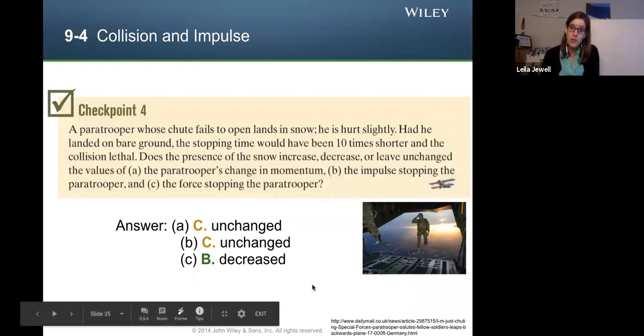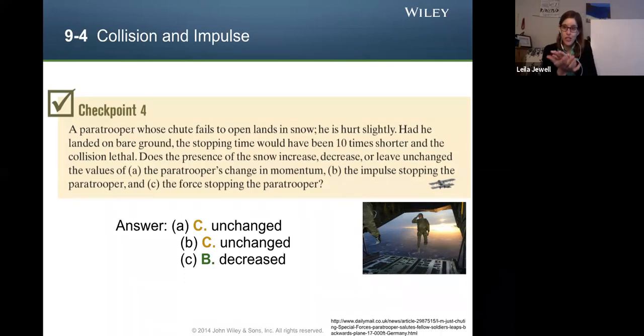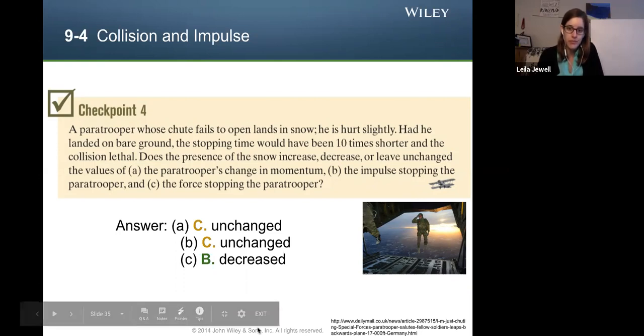And this is good news, right? We want there to be less force pushing up on the paratrooper as the paratrooper is stopped, right? It's not the stopping that'll kill you, it's the force, how much time it takes to make that stop. And that's what airbags do. They slow down the collision, they make it take more time before you stop so that there's less force acting on you in those incidents.